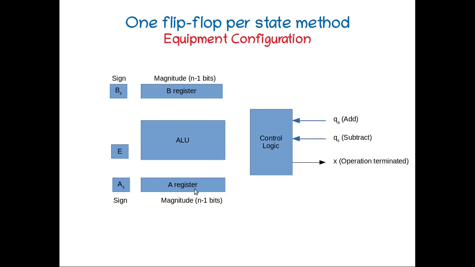The result will be stored in the A register. Okay, the result after performing the operation on A and B will be stored in the A register, and the carry will be stored here.